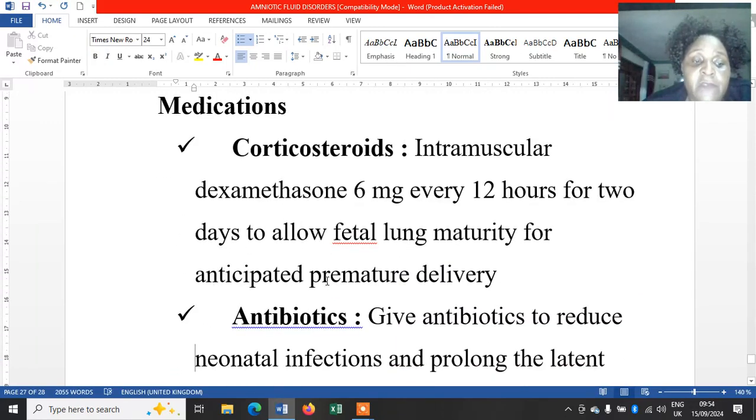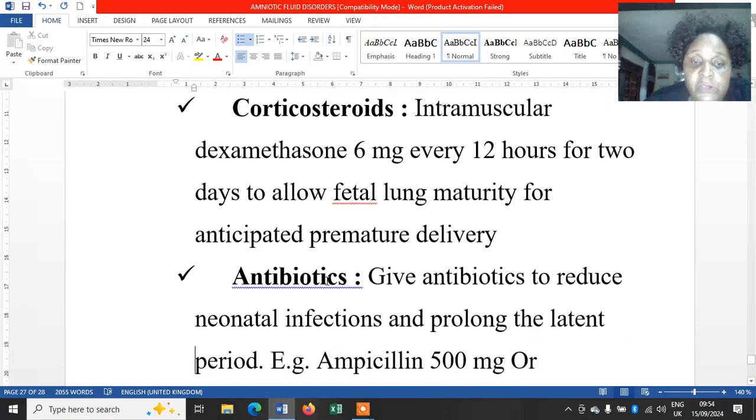So instantly we give medications like corticosteroids intramuscular, 6 milligrams every 6 hours for at least 2 days to allow fetal lung maturity if there is anticipated premature delivery. Here, if we think that the mother is going into labor and the fetus is still below 37 weeks, we think that the lungs are not yet mature. So we give dexamethasone, which may aid the growth of the surfactant in order to aid this baby live extra-uterine.